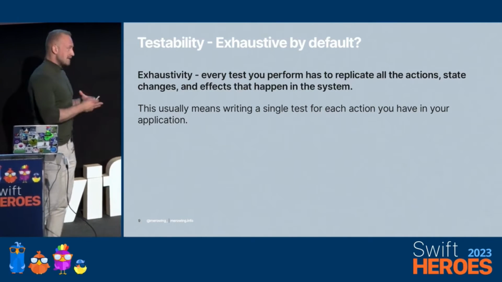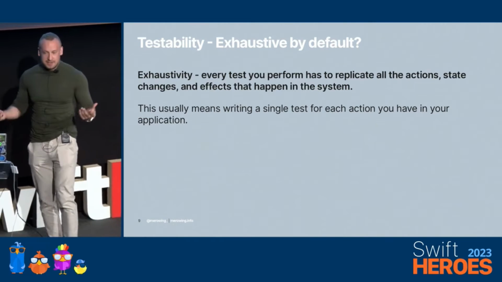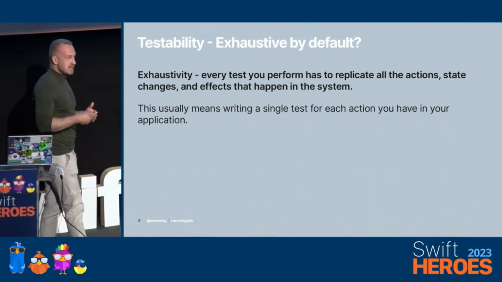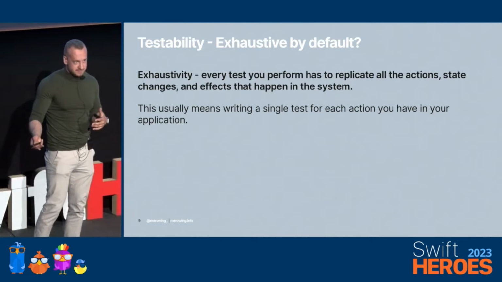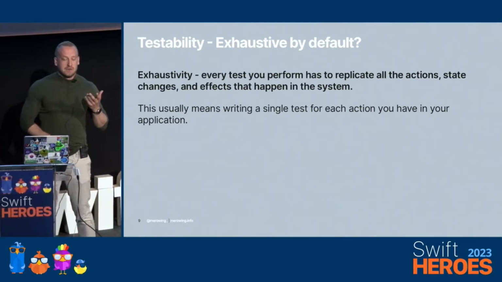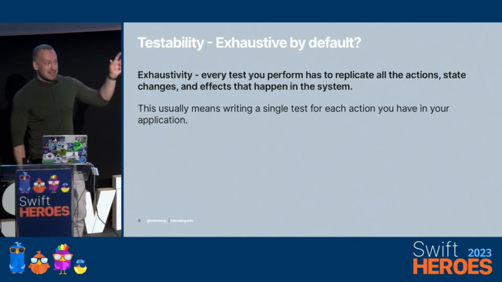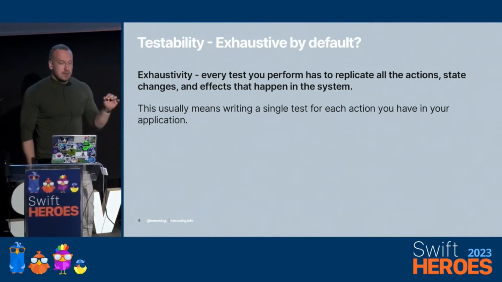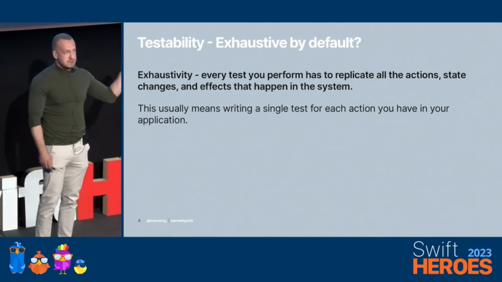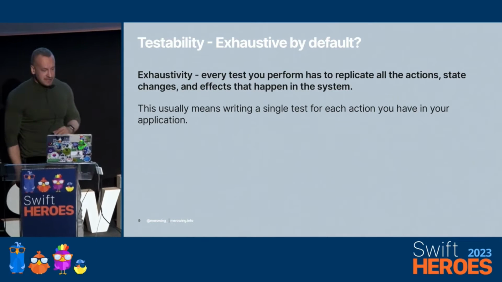So as Shai showed you, the default for TCA has always been exhaustive testing. And what that means is that in your test, you have to reproduce everything that your actual implementation does. So if you are scheduling timers, if you're doing any kind of side effects, any kind of mutations, you have to reproduce that in every test that actually verifies that logic. Which means that if you have a single action going into the system, you have to create a test that tests all of it, right? Which is fine for simple applications.